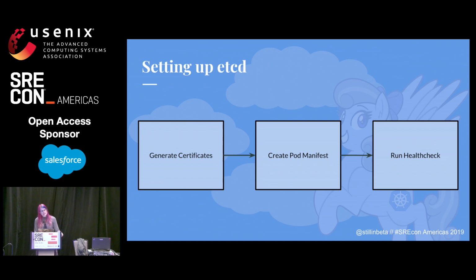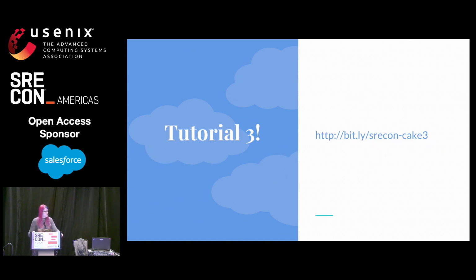So this is the basic step that the next tutorial is going to follow. First off, you're going to generate a whole bunch of certificates. You're going to create the manifest for etcd, and then we're going to run a health check to make sure that we've actually got it set up and working properly. So take a look at tutorial 3. If you have completed tutorial 1 at this point, tutorial 3 should be pretty easy. If you haven't completed tutorial 1 at this point, in just a couple seconds, I will be running through tutorial 3 myself.